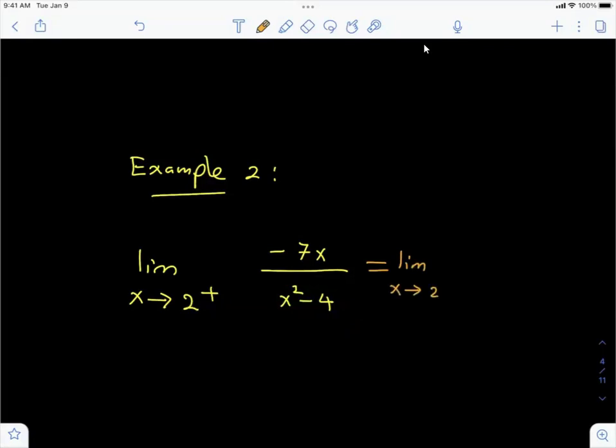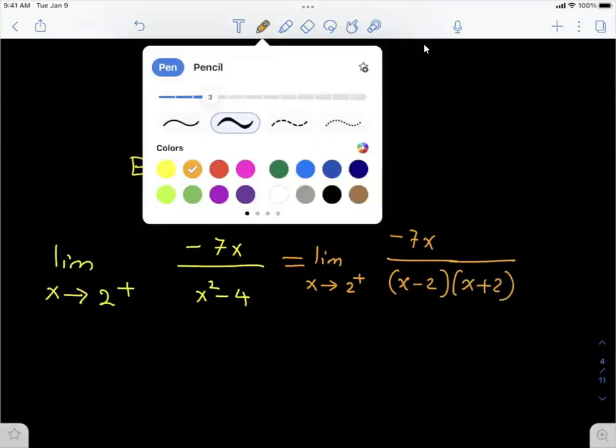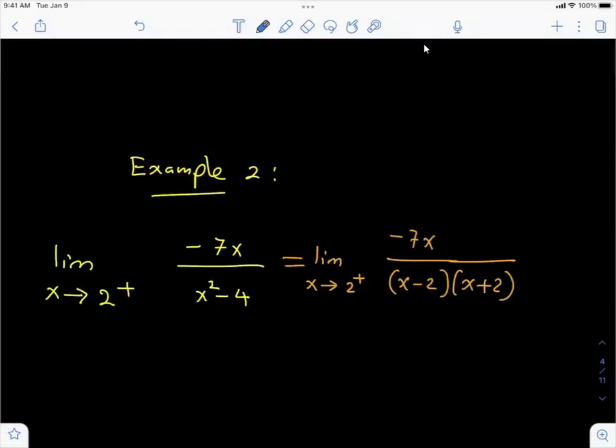Let's simplify it a little bit to understand what's happening. Let me just move it to the left a little bit so that we have enough space. Now look at the denominator. This denominator has an obvious factorization, x minus 2 times x plus 2. If you look at these components individually, you do have your answer.